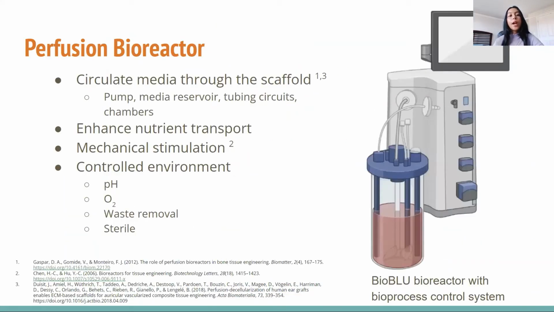A perfusion bioreactor circulates media through a tissue or scaffold via a pump and tubing circuits, carefully modulated and customized through a bioprocess control system. We chose to use a perfusion bioreactor for both decellularization and recellularization because of its advantages in promoting media to reach all parts of the tissue and scaffold and promote cell proliferation through enhanced nutrient transport, mechanical stimulation through stirring, and maintenance of a controlled, sterile, in vivo-like condition.